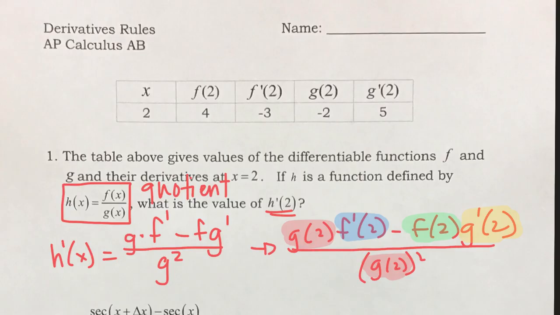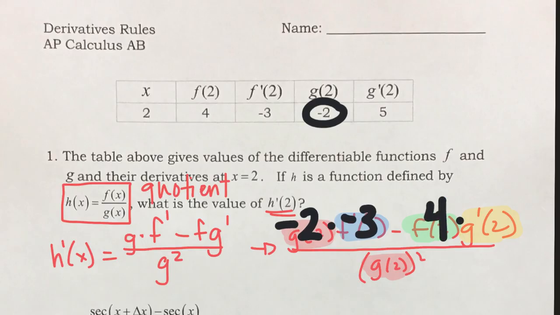What is g of 2? Negative 2. So that goes there. Times, this is times right here, f prime at 2, which is negative 3. Okay, and then minus, right? We're not going to change the sign, but minus. F of 2 is 4 times g prime of 2 is 5 over g of 2 once again is negative 2, and we're going to square that. Okay, so all of our numbers come from our table.